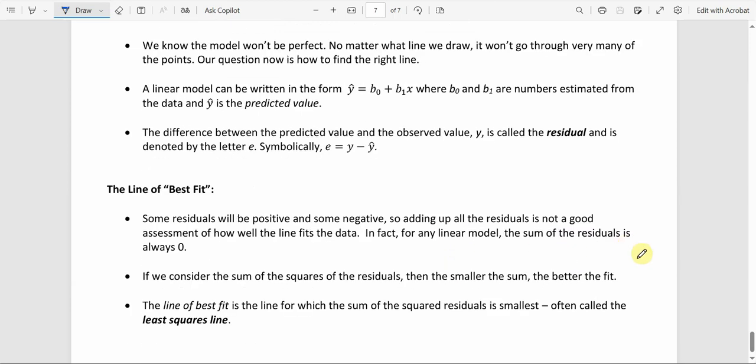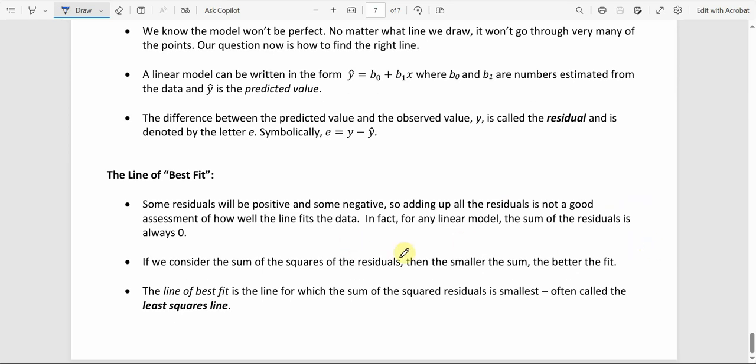And then the idea of the best fit line. You can't really just add up all the residuals to see how well the line fits the data, because for every data set and every linear model, if you add up the residuals, you will always get 0. So, okay, well, if you get 0 all the time, you can't differentiate anything. So that doesn't work so well. The thing that you look at instead is the sum of the squares of the residuals, and the best fit line is the one for which that sum of the squared residuals is as small as possible, so it's minimized.